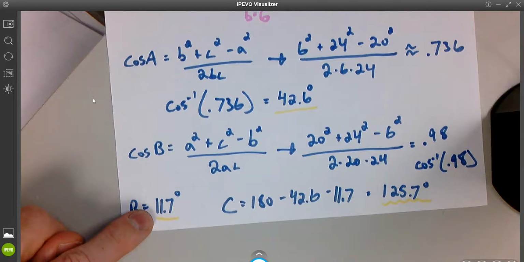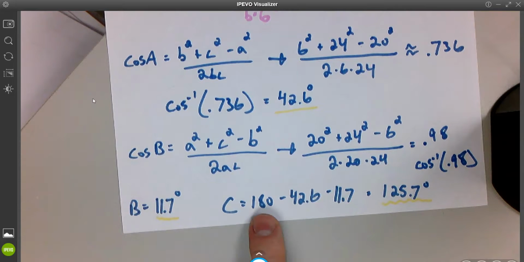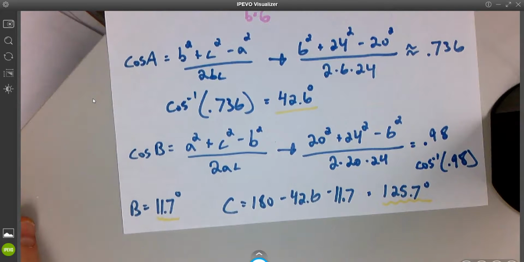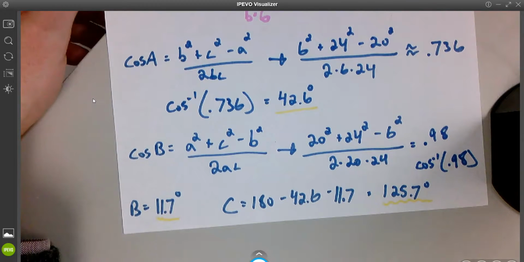We can always find the third angle for any triangle by subtracting from 180, 180 degrees total. Subtract the two I found, and what's left is our third angle. Side, side, side. Lots of formulas in there, but this is trig class. You guys can handle that. No big deal. Just kidding.